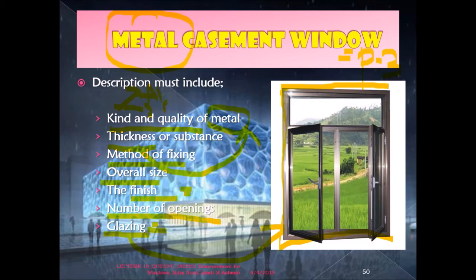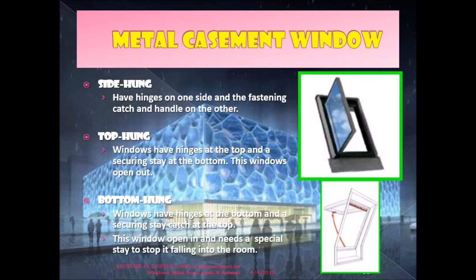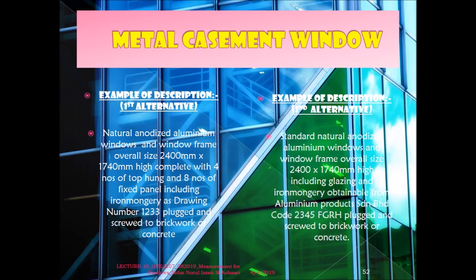But what shows the difference, that is what I would like to highlight in the next type of the window. Okay, this is also to recap the type of the metal casement window we have. And then if you look at how we write the description, look at the first and the second example. The first example is using natural anodized aluminum window.